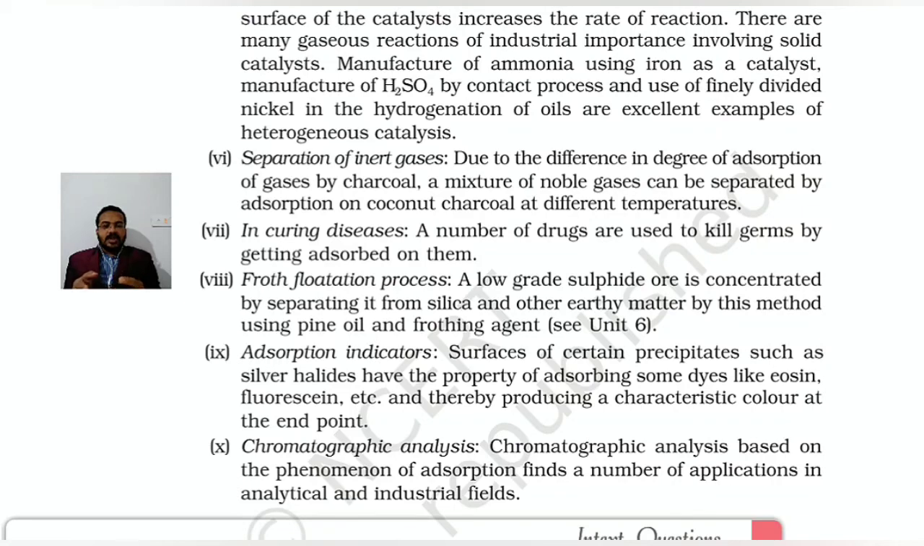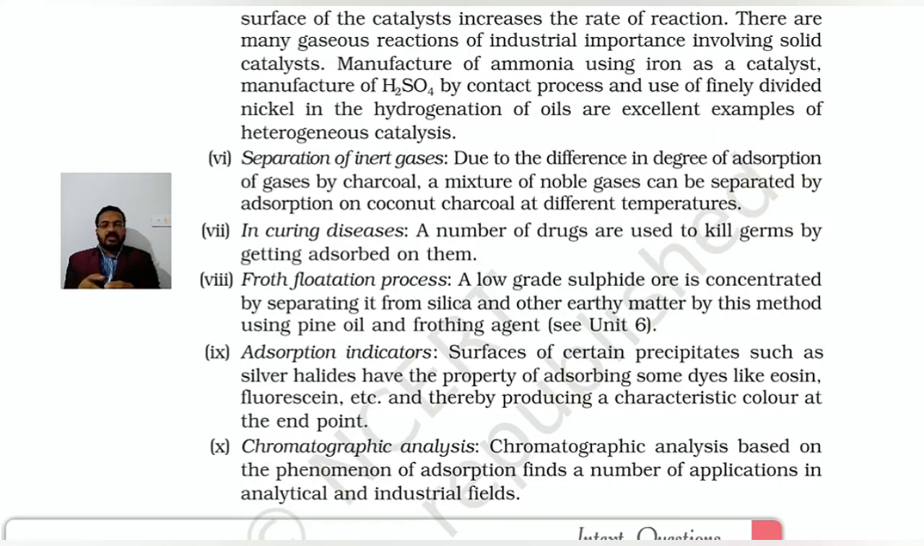Surfaces of certain precipitates such as silver halides have the property of adsorbing some dyes like eosin, fluorescein, etc., and thereby producing a characteristic color at the end point. So they help in determining the end point in adsorption. So they serve as adsorption indicators. The last one is chromatographic analysis.